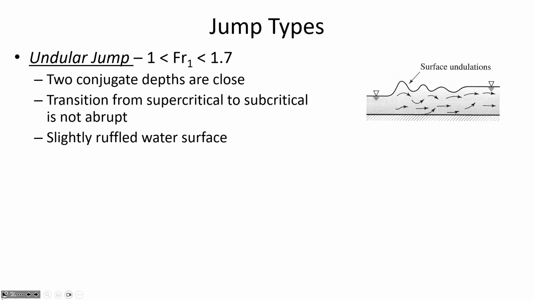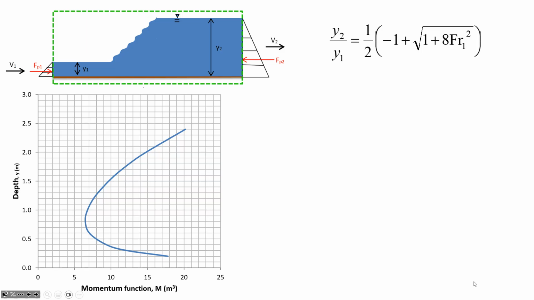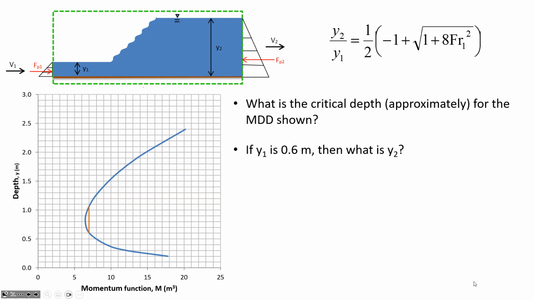We did an example in Monday's class, and we calculated what would be the downstream depth, and in particular we were looking at this figure at the end of class on Monday. And this is the momentum depth diagram, and what it showed is that when the upstream Froude number is close to 1, that means that you've got barely supercritical flow upstream. It's not going to jump much. If your upstream depth is pretty close to the critical depth, remember that the point that's the furthest to the left on the momentum depth diagram, this is the critical depth.